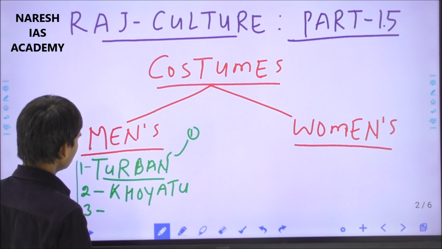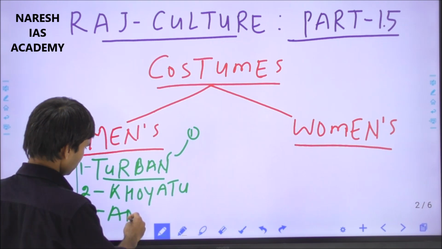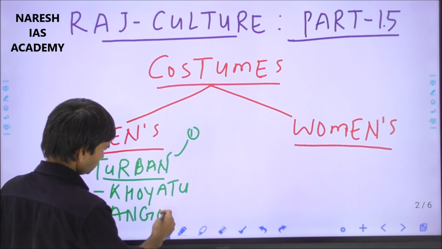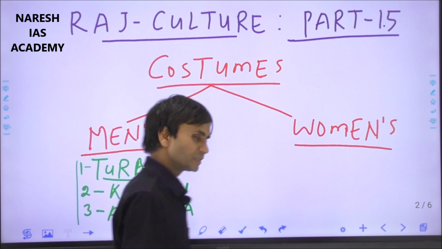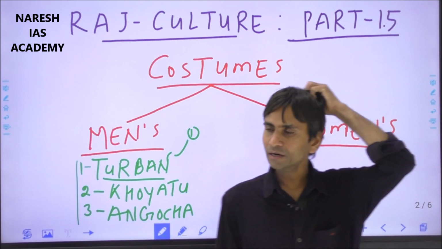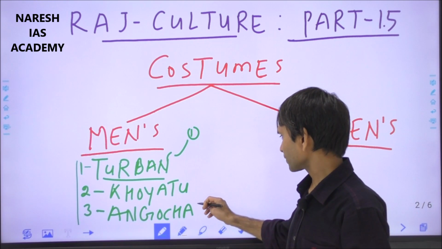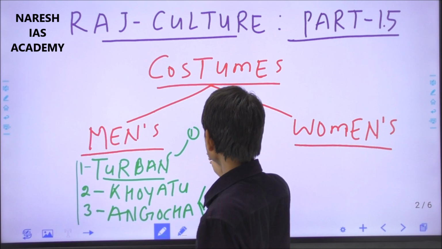And next is the angocha. Angocha is worn on the head, and different kinds of angochas are prepared by the men in Rajasthan.